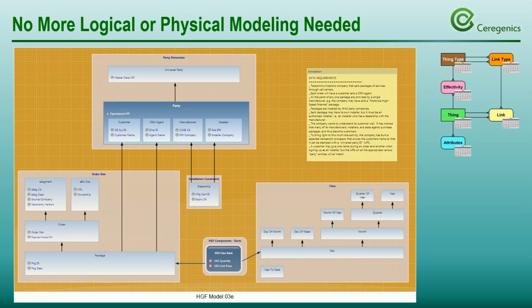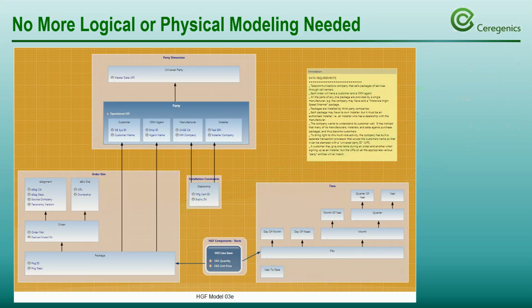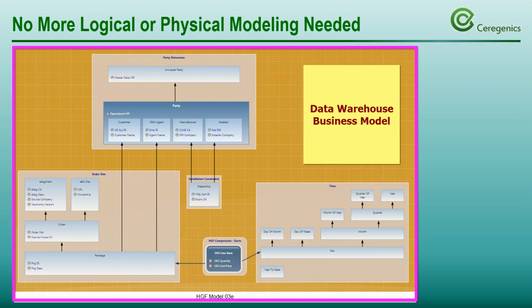Push a button and the integration layer of your data warehouse will be generated for you, ready to receive data when you run ETL. This is data warehouse automation at its finest. Note that this diagram represents the business model of the data warehouse you desire. In previous slides, you saw the logical model that the computer will use to store the things and links it finds in this diagram.